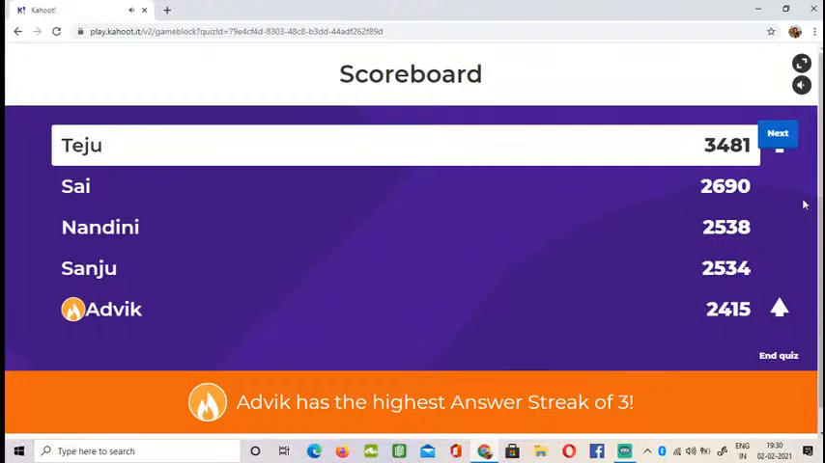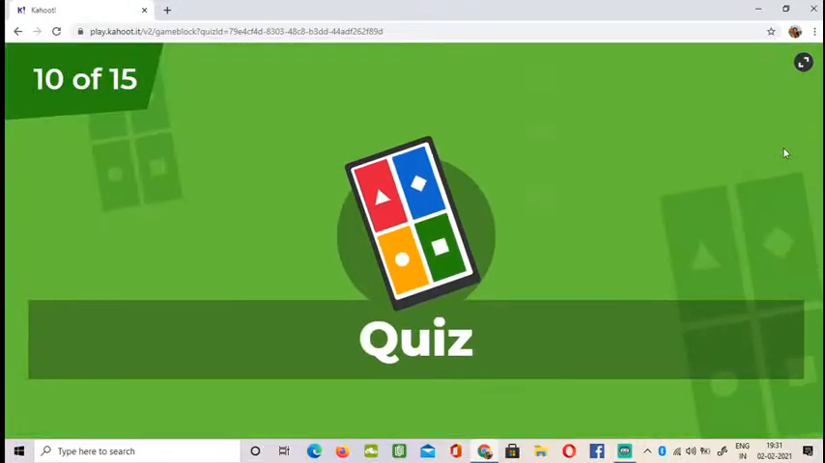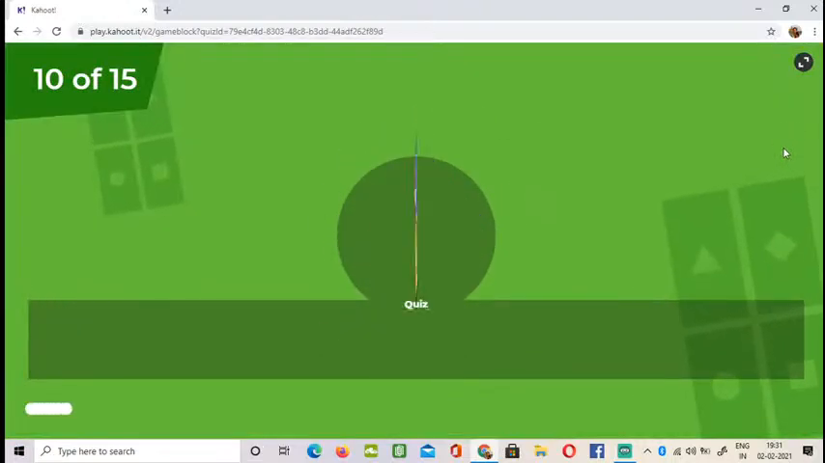So there's finally a change in the scoreboard. Teju is in the first and Sai in the second, Nandini in the third, Sanju in the fourth, and Advik has come to the fifth. That's very good, Advik. I hope you can come to the podium soon. I congratulate all of you who have got the correct answer. So now let's go to the next question.